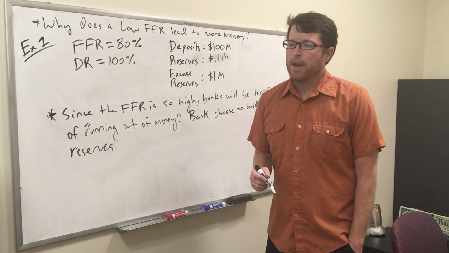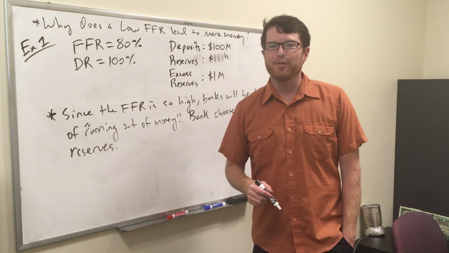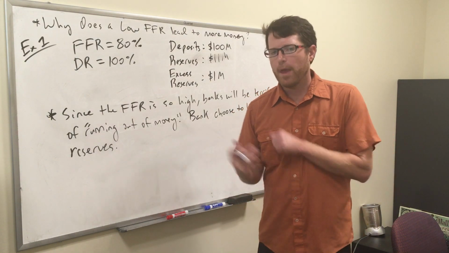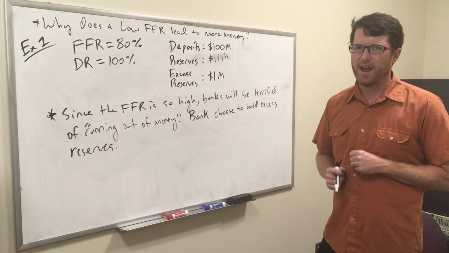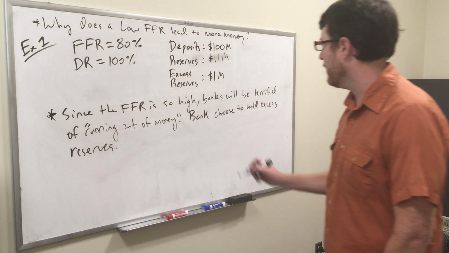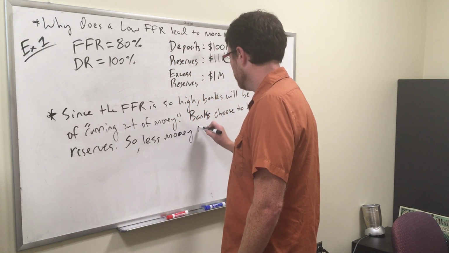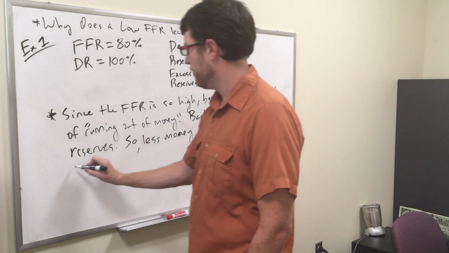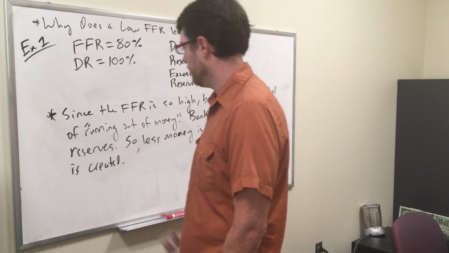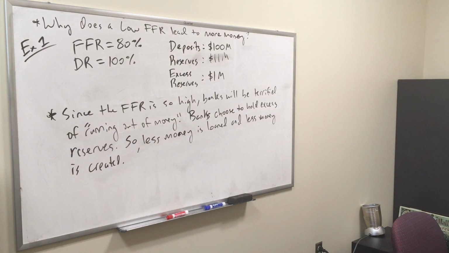It's kind of like for you, right? Imagine if the only way you could borrow money is you would have to pay an 80% interest rate. You might be really careful then. You might decide to save extra money now. Banks operate in the same way. If they know that interest rates are this high for borrowing, they're going to hold some extra money so that this doesn't happen. So banks choose to hold excess reserves, so less money is loaned, and less money is created. So a high federal funds rate leads to less money being created.